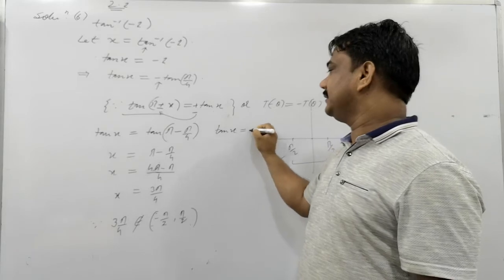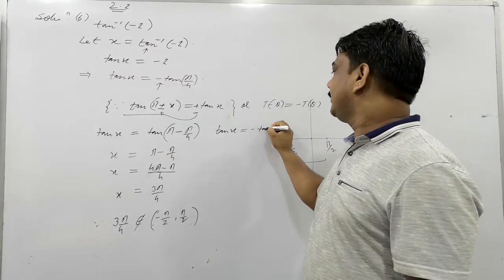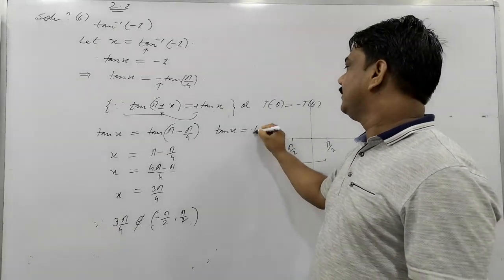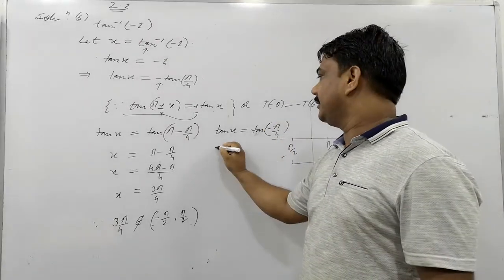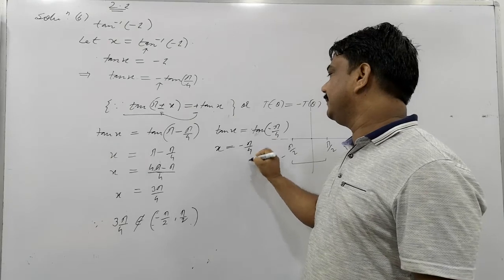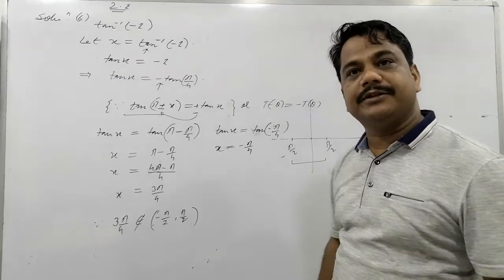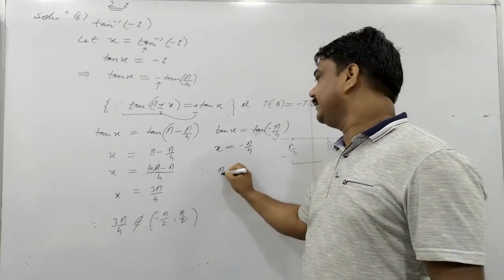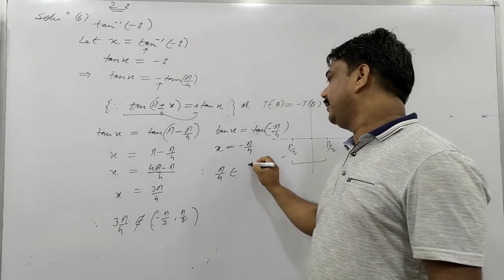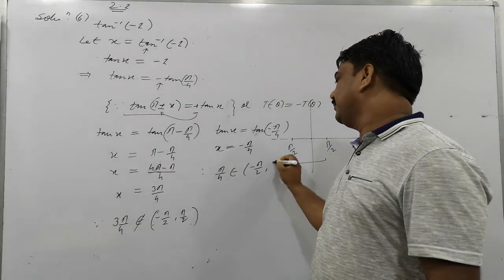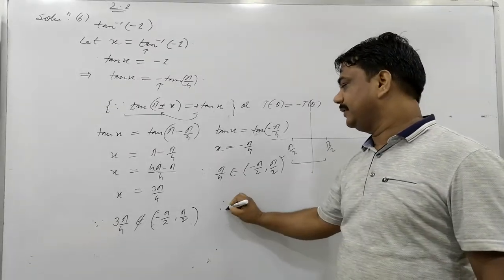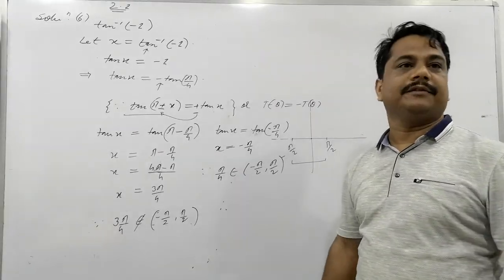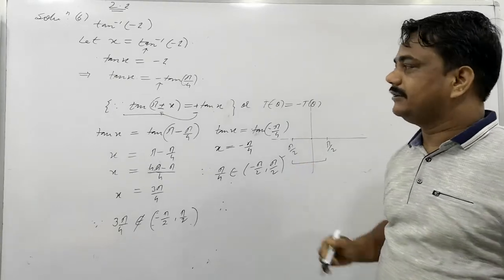Tan of x is equal to, what can we write here? Tan of minus pi by 4. Is that clear? So here tan x is equal to minus pi by 4. Is it the principal solution? Yes. So why will we write this? Minus pi by 4 belongs to minus pi by 2 to plus pi by 2. Therefore this is the principal solution. Is that clear? So well understood about that.